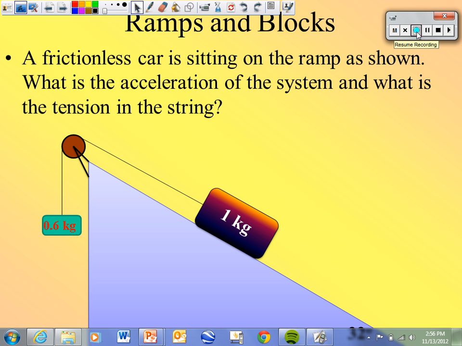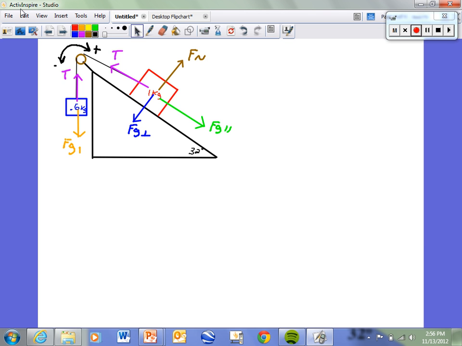Here we're going to be doing the ramps and blocks example problem from the notes. So we have a frictionless car, no force of friction, and the whole system is going to be accelerating. We're going to find out what that acceleration is and the tension in the string. First step, as always, is drawing the picture. So I've got my 1 kilogram block on the ramp, my 0.6 kilogram block hanging from the side.